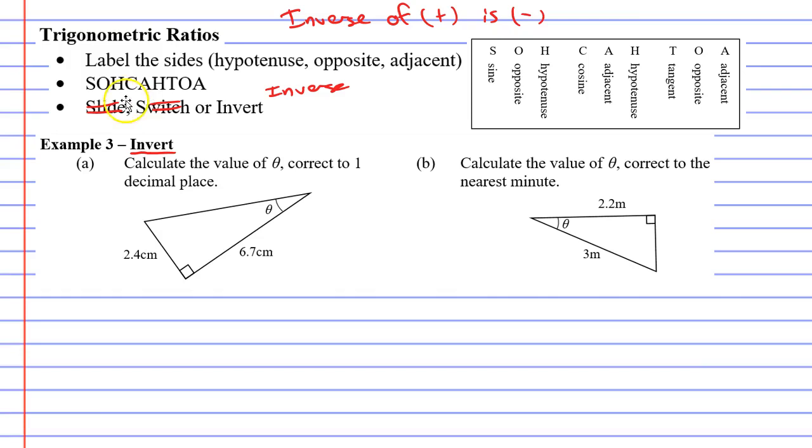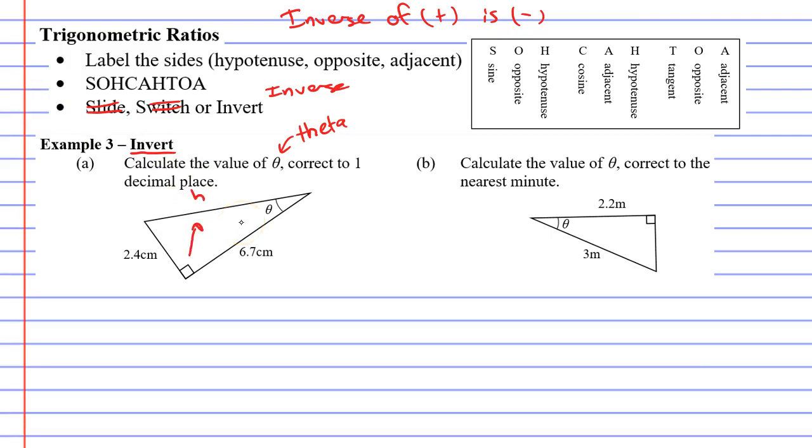Alright, so we'll start with question A, which is calculate the value of theta correct to 1 decimal place. Whenever we see this symbol, it's a Greek letter, and we pronounce it theta. You'll notice that in these examples, we're trying to find the angle this time. And whenever you try to find the angle, that's when you do the inverse. Alright, so the same steps as before. We start by labeling sides.